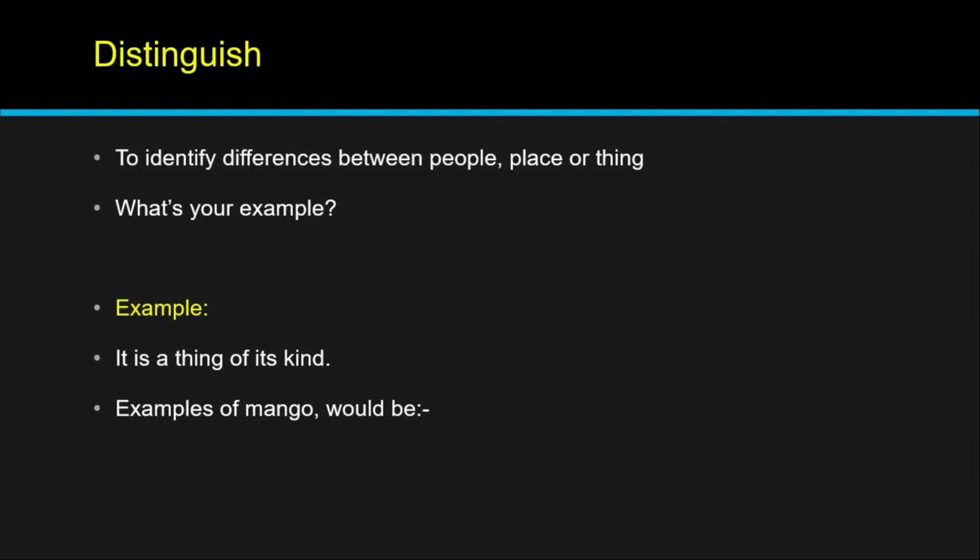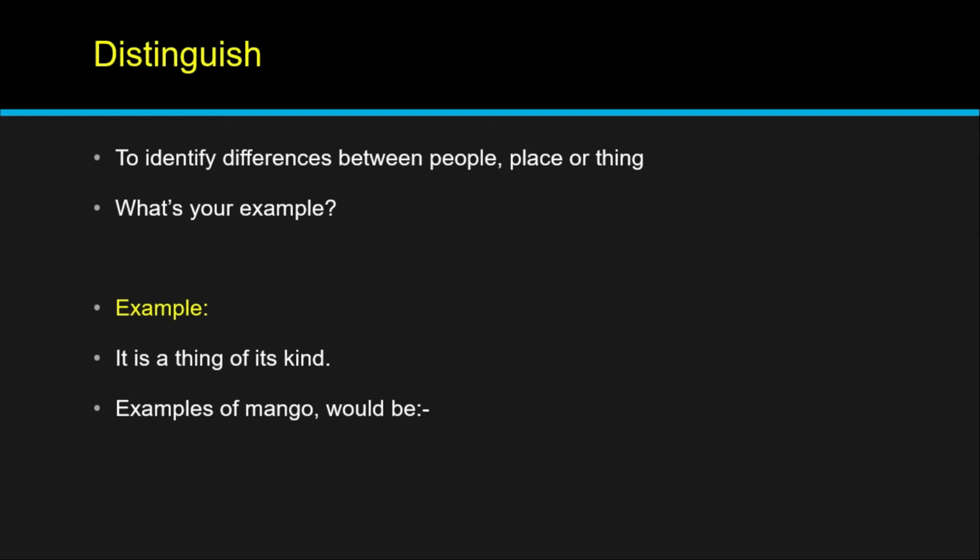Now, distinguish. This is another big word that appears on the exam paper. To identify differences between people, places, or things. We want to identify. Distinguish. What makes a difference? What are your examples? I'm sure you can tell the difference between a fork and a spoon, maybe. Your shoes and your parents' shoes, maybe. A boy and a girl, just maybe. A car and a van, just maybe.